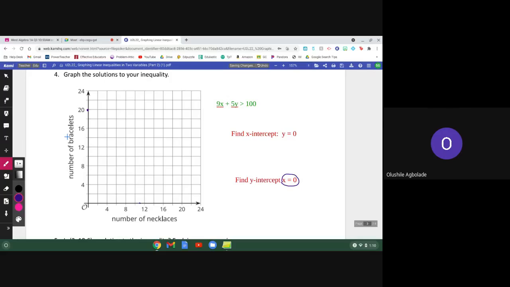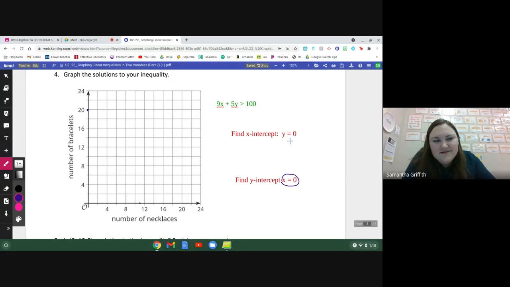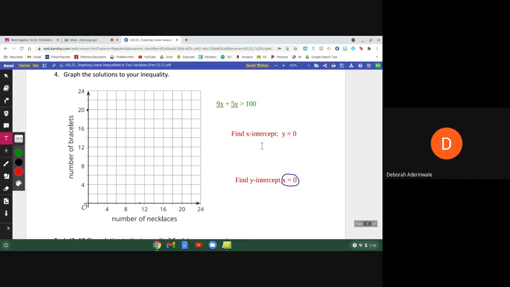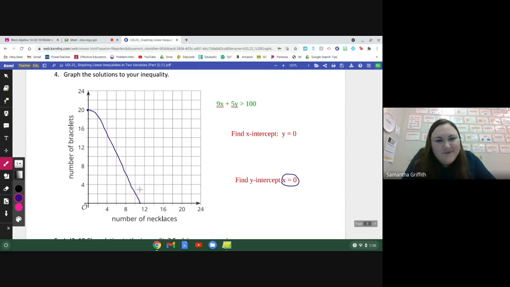What about the other one? I actually got 11.1. We're looking for the x-intercept. Yep, 11.1. So on the x-axis, it's crossing at 11.1. 11.1, that's 99.9. Yep, so we've got that point.